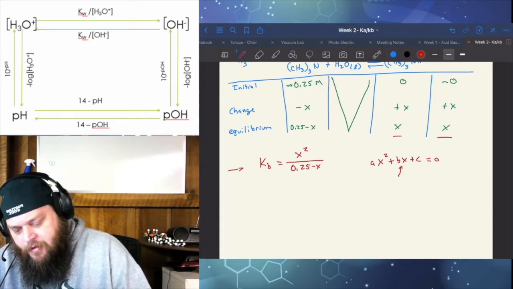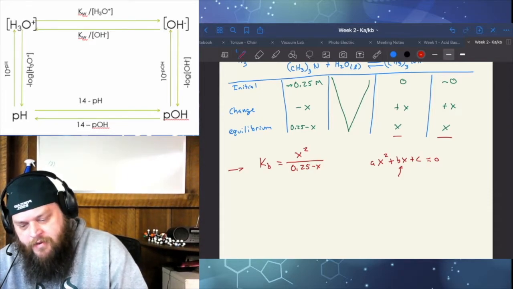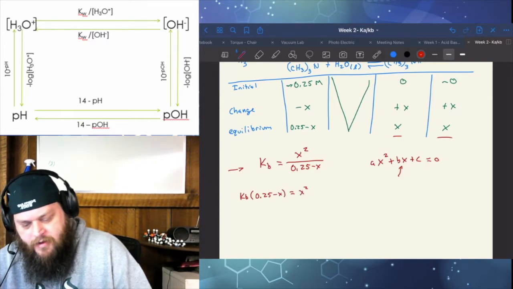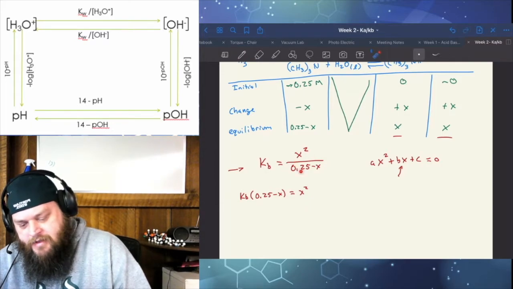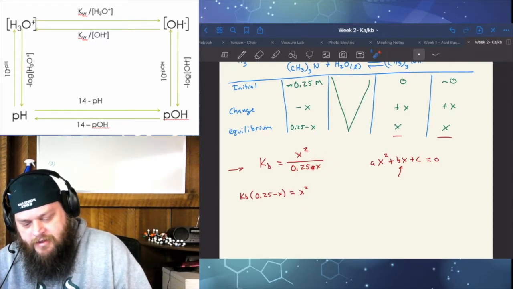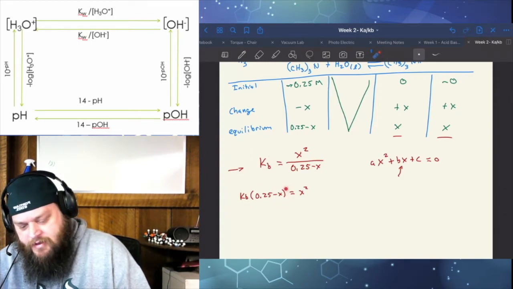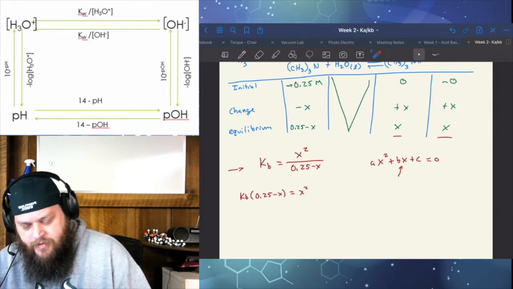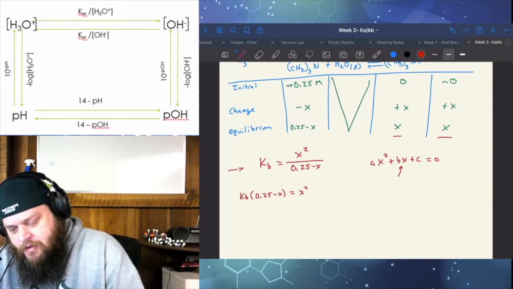To do that, I'm going to multiply each side by the denominator of this fraction, which would leave me with KB times 0.25 minus x is equal to x squared. So when I multiply the right side here by this, it just cancels out my denominator. I'm left with x squared. Multiply the left side, I just get this. Distribute this in. I'm going to move it over. So first let's move it over.